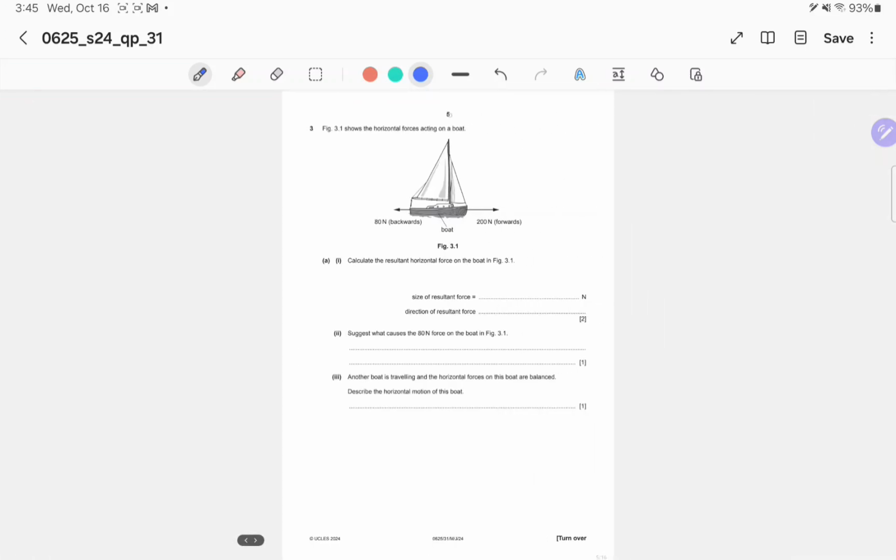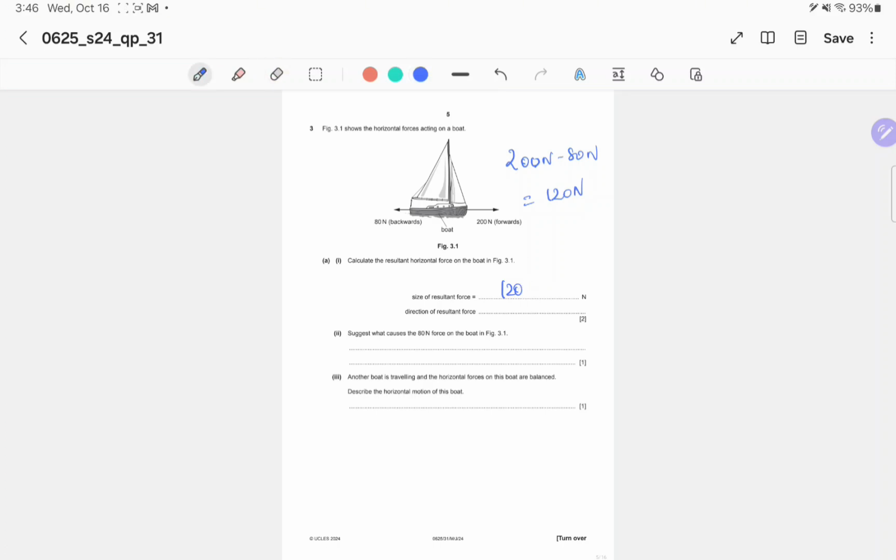The figure shows the horizontal forces acting on a boat. Here is 80 Newton backward and 200 Newtons forward. Calculate the resultant horizontal force on the boat. How will we calculate the size of the resultant force? The larger force minus the smaller force. So 200 Newton minus 80 Newton is 120 Newton. We also have to mention the direction. The unit Newton is already given, so no need to write it.